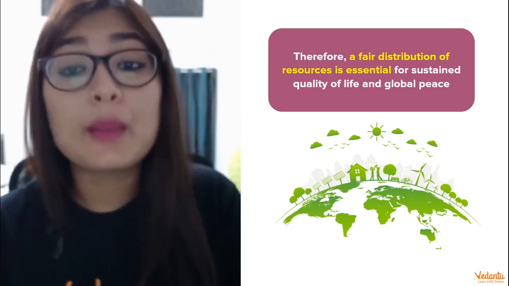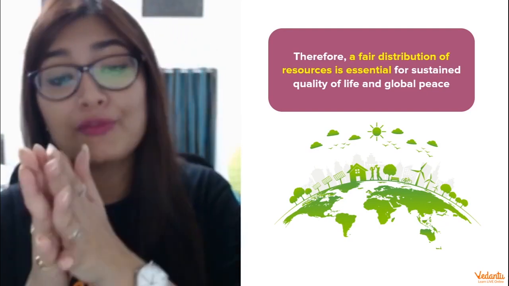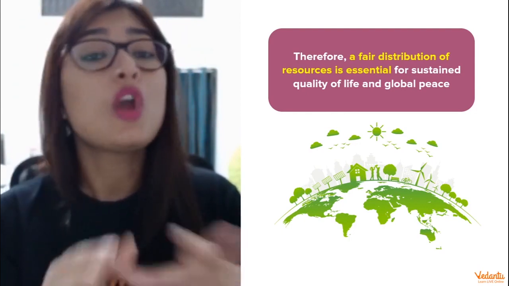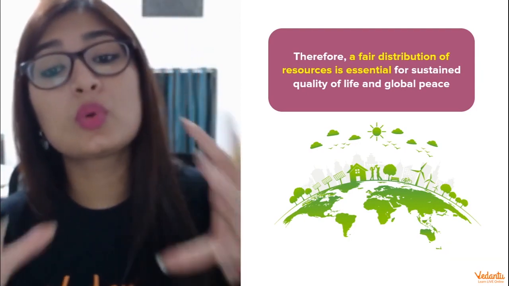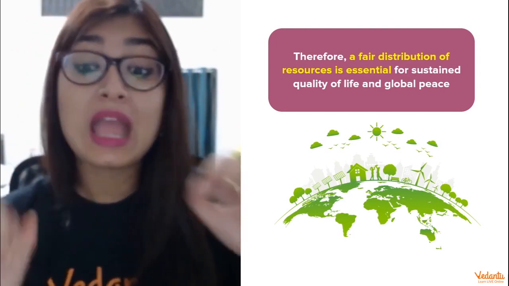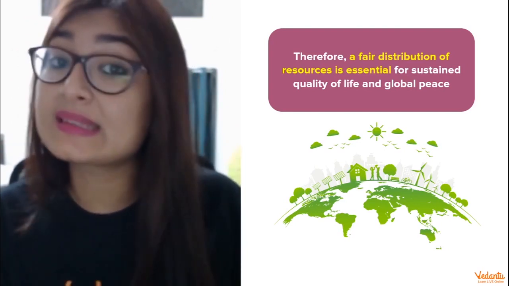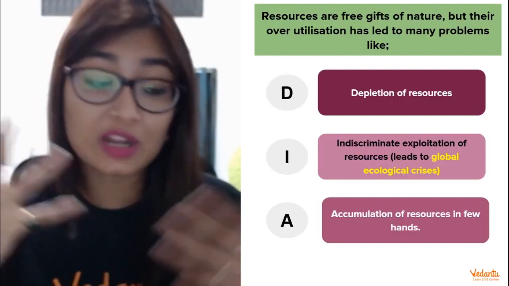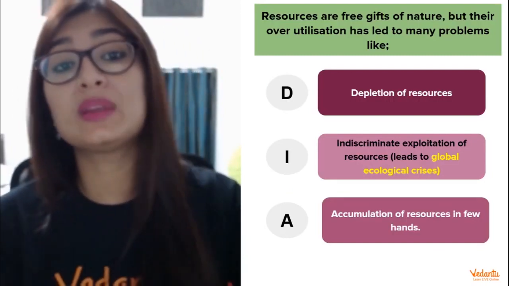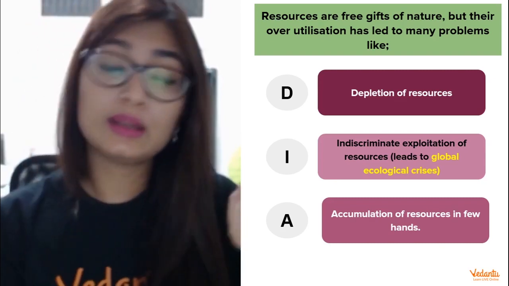And how will this happen? This can only happen with a fair distribution of resources, which is very essential. Okay, it is very essential for the sustainable quality of life as well as global peace, right? Because we just saw that these are the problems that are being led to, because we are not planning well, because the resources are being taken for granted, right?